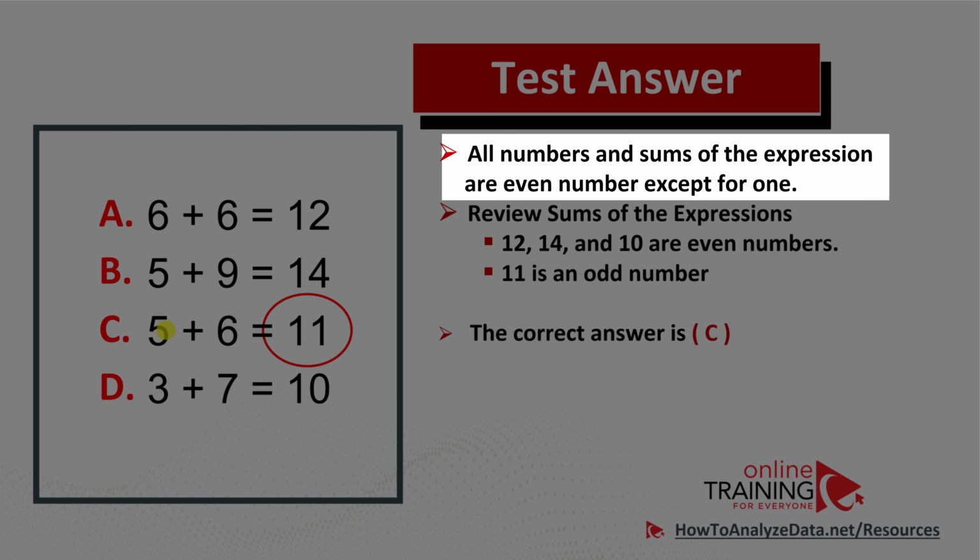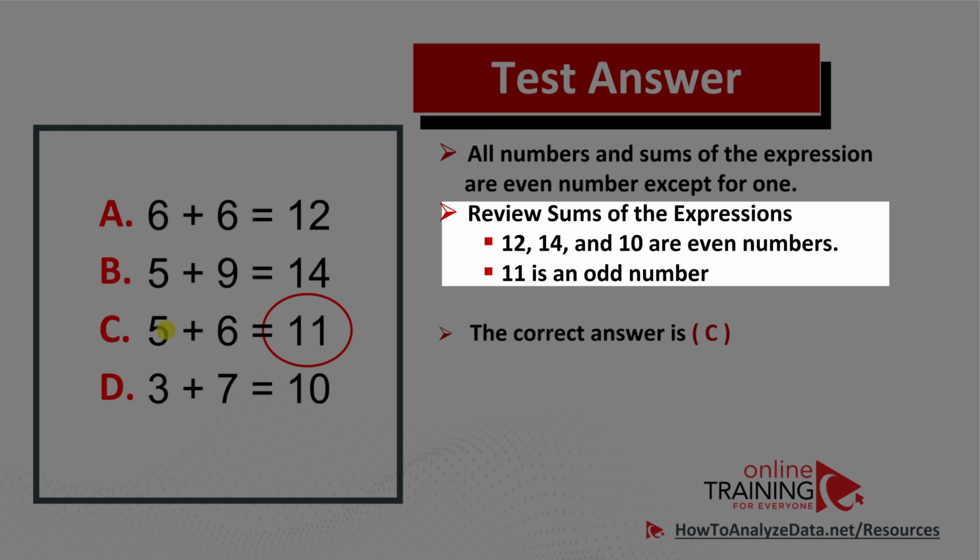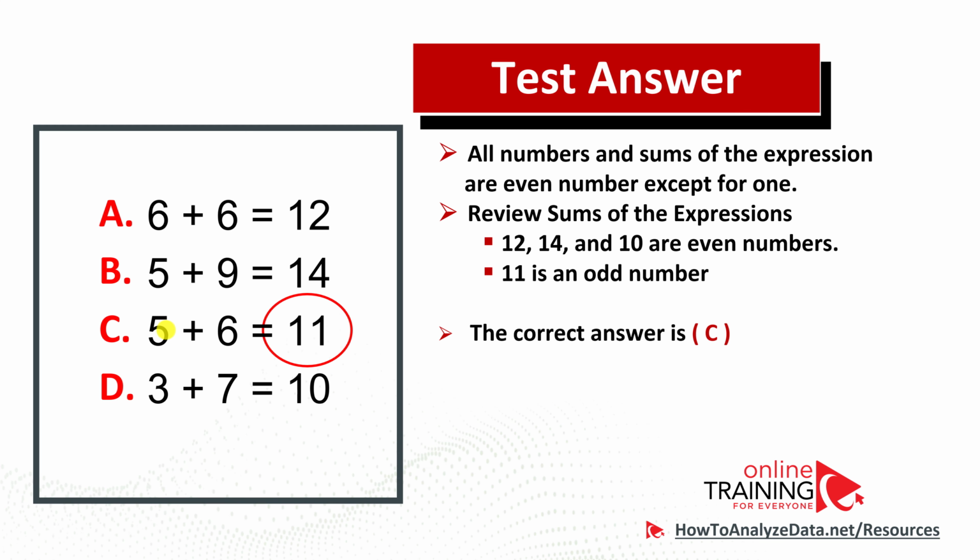Let's recap. All numbers in the sums of the expression are even numbers except 1. If you review the sums of the expressions, you see that 12, 14, and 10 are all even numbers, and 11 stands out. It's an odd number. So the correct answer here is choice C. Hopefully you've nailed this question.